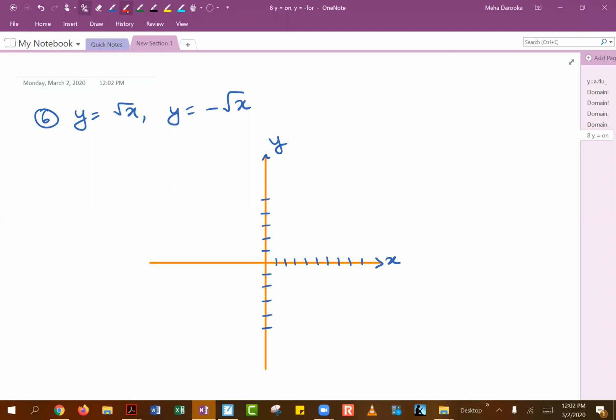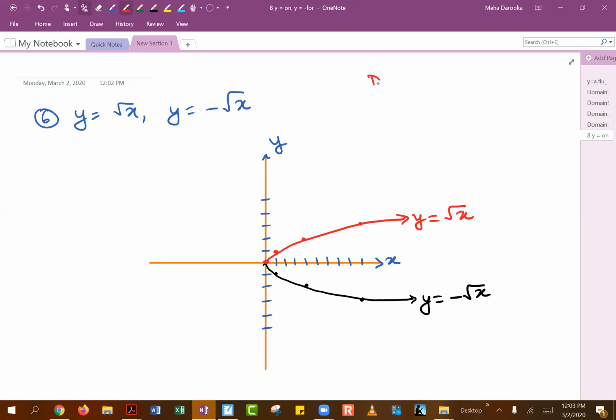Alrighty, so we'll do our base function for (0, 0), (1, 1), (4, 2), and (9, 3). And then we'll do the reflection. So starting at (0, 0) again, but now it's (1, -1), (4, -2), and (9, -3). Just a mirror image in the x-axis.